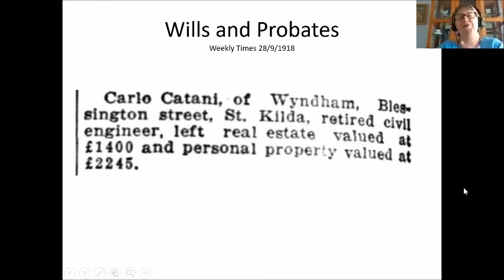This is a report about Carlo Gattani's will. It tells you he left real estate valued at £1,400 and personal property at £2,245. They often reported wills and probate. Once again, they were like public documents, and newspapers would go through and report the contents of many wills. Often they'd say that something was left as a bequest to such and such an organisation, or that the will was left to the widow and family members or something like that. So you do get some idea of what was contained in a will without having to go to the Public Records Office of Victoria to find the will.